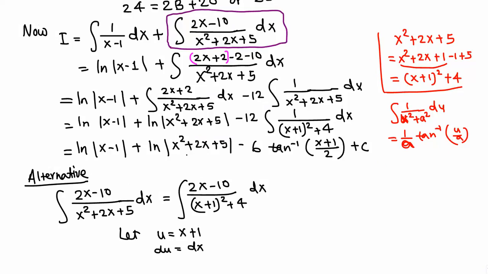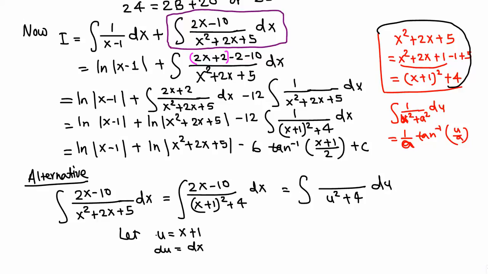So here I want to show you an alternative method to integrate 2x minus 10 over x squared plus 2x plus 5. Let's complete the square now, which is x plus 1 squared plus 4, as we've seen over here. Now let's assume x plus 1 is u, so let u be x plus 1, so that du will be just 1 dx, and on the bottom this is u squared plus 4, and dx is the same as du. So we want to write everything in terms of u.